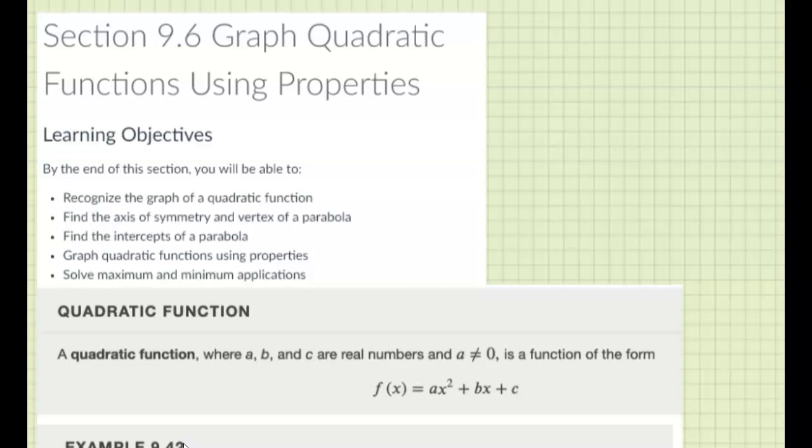So we're going to talk about what a basic graph looks like for a quadratic function, the symmetry of it, the axis of symmetry and the vertex. Those are two very important things, and other details like the intercepts, the x and y intercepts, and what's the maximum or minimum, and also do some applications.